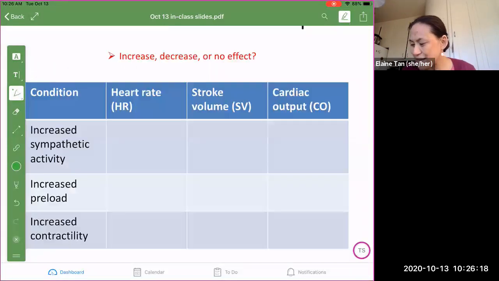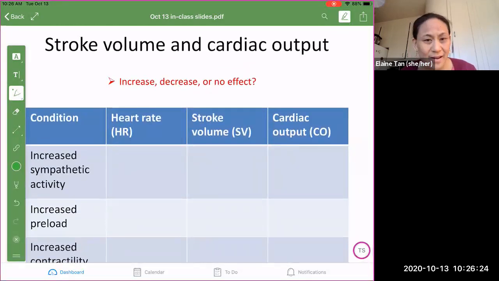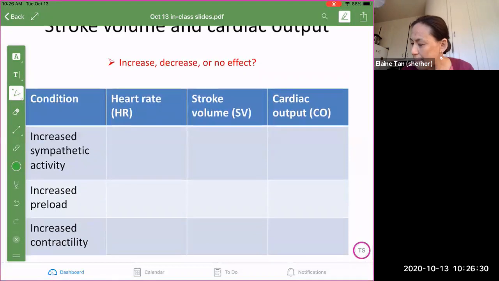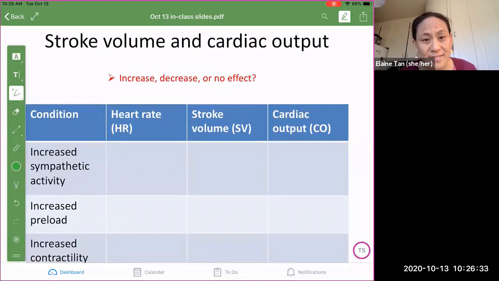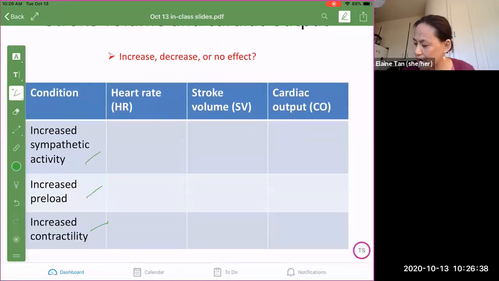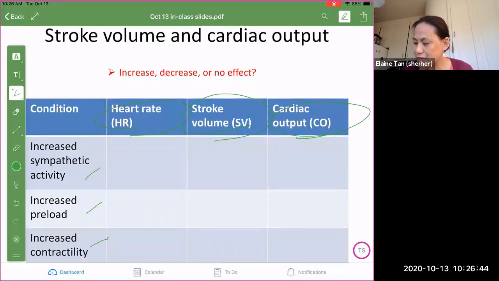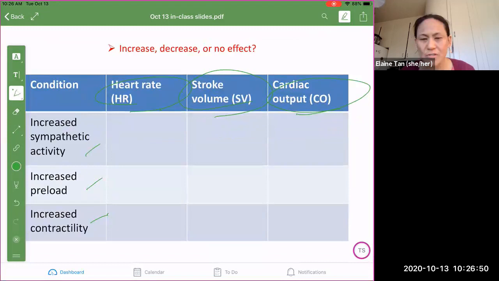And then I had this nice little table that I was going to have you all work on. So I will just describe it to you and you can think through it and work on it on your own. Basically, it was to see what the effect of each of these factors is on heart rate, stroke volume, and cardiac output. Is each of these going to increase, decrease, or have no effect on each of these? Maybe I'll post something on Canvas with the answers, but I encourage you to think through that on your own.